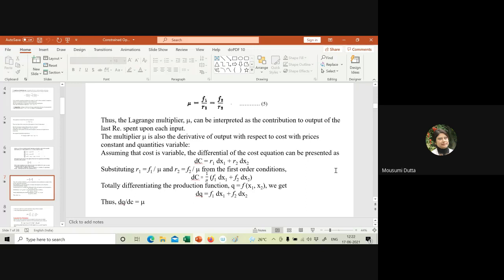So assuming the cost is variable, the differential of the cost equation can be presented as dc is equal to r1 dx1 plus r2 dx2. Now substituting r1 is equal to f1 by mu and r2 is equal to f2 by mu, the above equation can be written as dc is equal to 1 by mu times f1 dx1 plus f2 dx2. Totally differentiating the production function q is equal to f of x1, x2, we get dq is equal to f1 dx1 plus f2 dx2. So from the production function we get this equation.